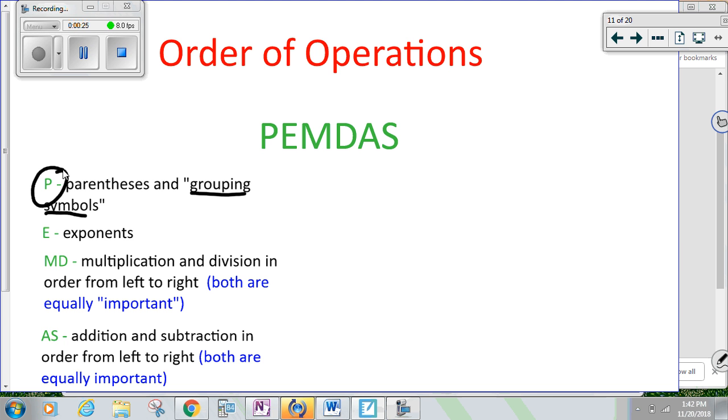Next, then, we're going to do exponents. We're going to evaluate those exponents. After that, we have multiplication and division. Now, we put those together because they're equally important. Whichever comes first is what we do. So if division comes before multiplication, we're going to do that division first. And then again, the same thing with addition and subtraction. Whichever comes first, those are equally important.